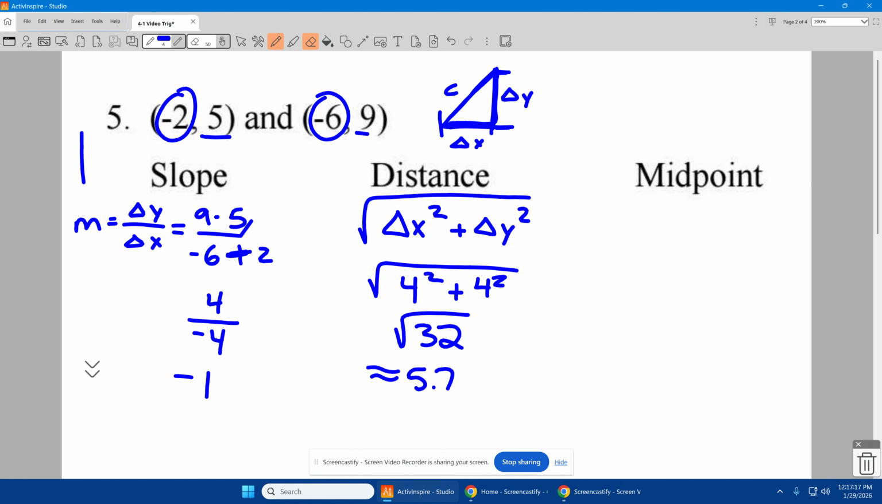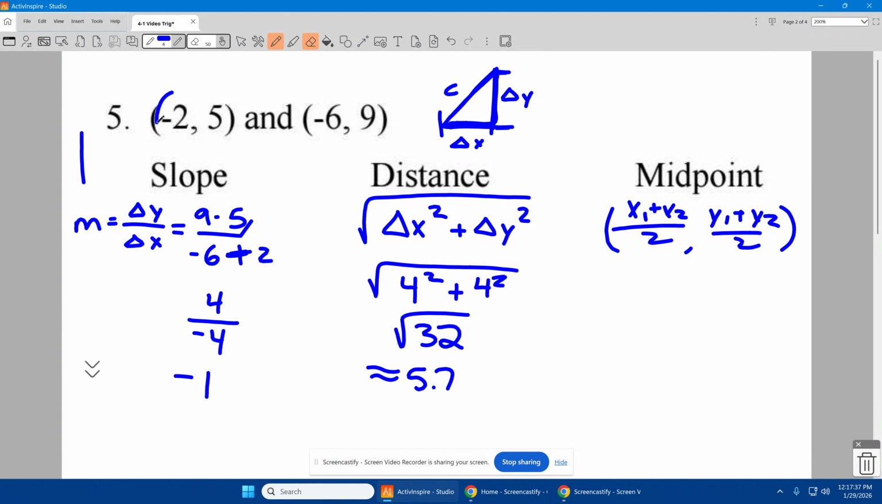The midpoint. Well, how do we find the middle of anything? How do I find the middle of 2 grades? If I made a 70 on a test and an 80, I add them together and divide by 2. Well, that's how we're going to find the middle of our X's and the middle of our Y's. We're going to add our X's, X1 and X2, together, divide by 2, and we're going to add the 2 Y values together and divide by 2. So our X's are -2 plus -6, divided by 2. -2 plus -6 is -8, -8 divided by 2 is -4. The middle of my X's is -4.